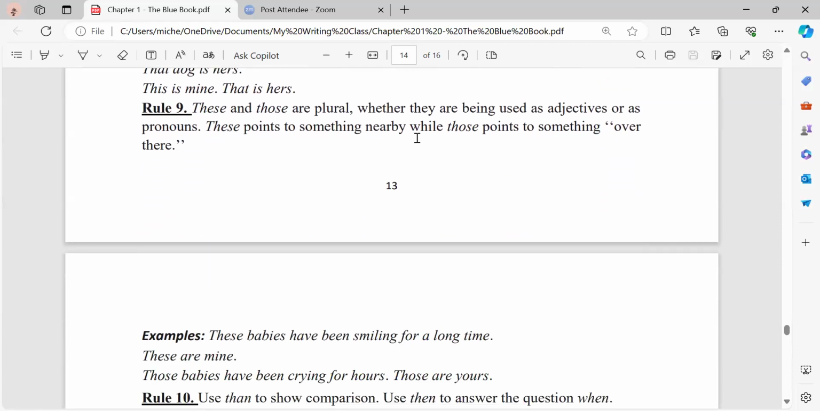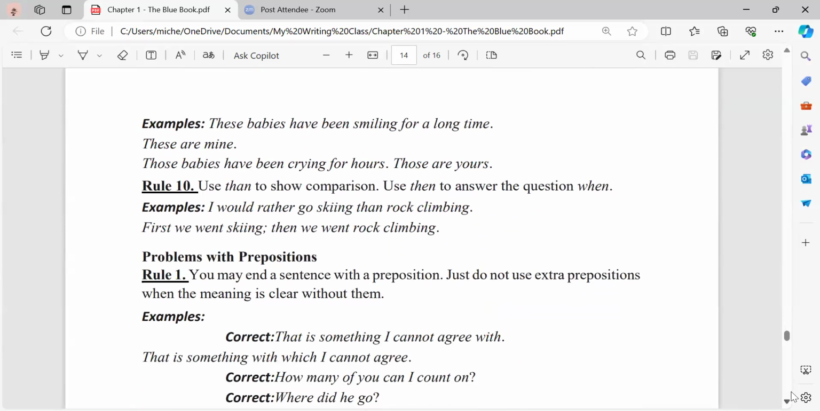So these and those are plural, whether they are being used as adjectives or pronouns. These points to something nearby, while those points to something over there. So these is basically the plural form of this, while those is the plural form of that. So technically it's like that. So here we have. Okay, so please let me know if I make a mistake or something. Just let me know if there's anything you'd like to add or ask.